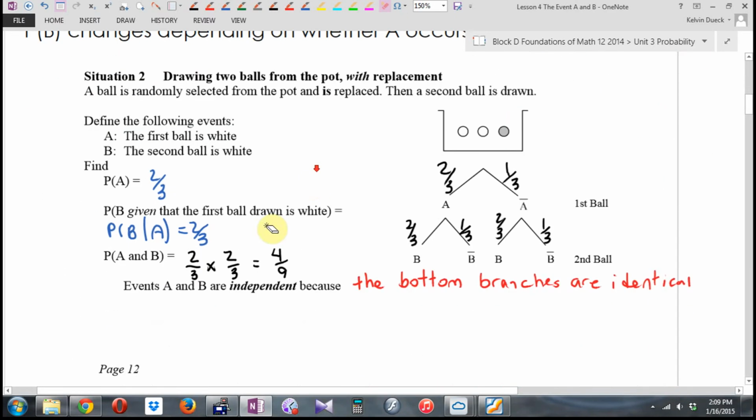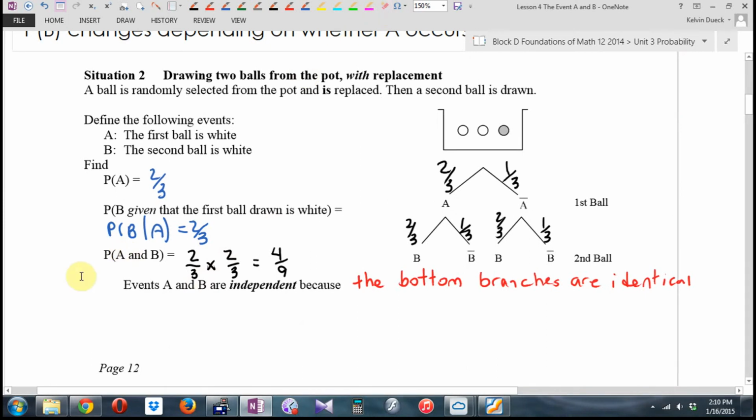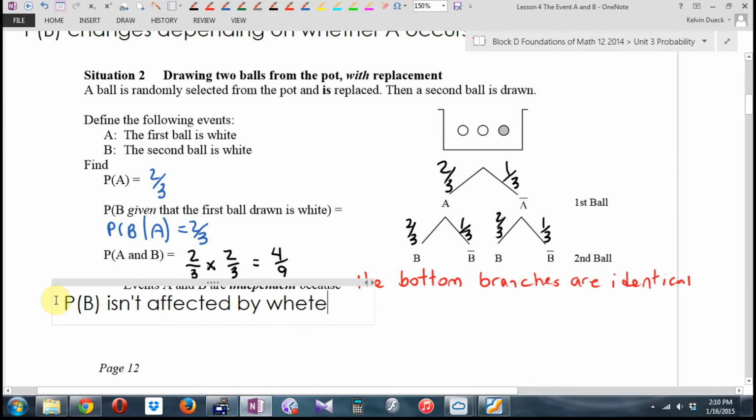Oh, and A and B are independent because P of B isn't affected by whether A occurs. That's the English definition, and now I have a mathematical definition.